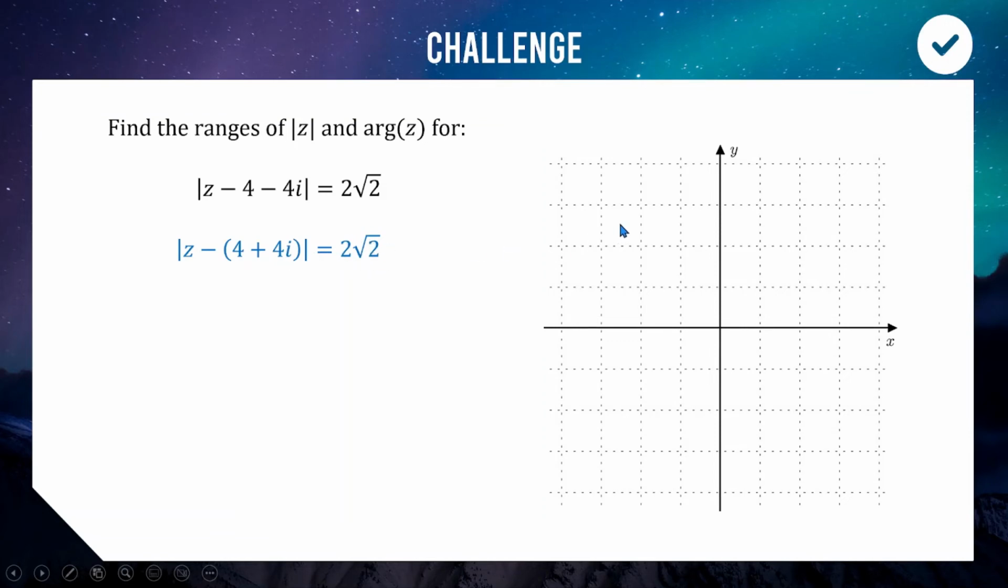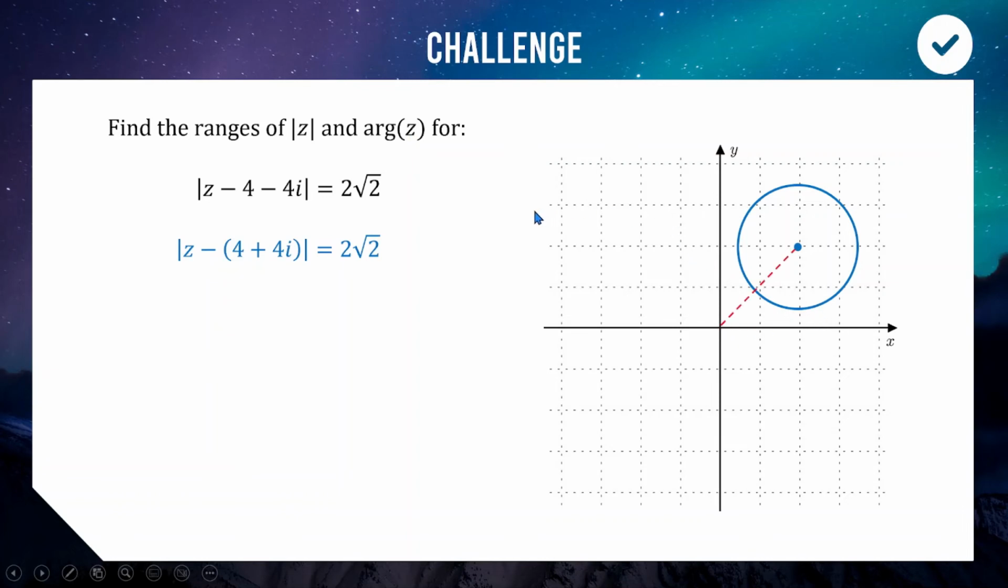So to fit this on here, I'm going to have to make every gap on this axis equal to 2 units instead of 1 unit. We have a circle with a radius of 2 root 2, which looks roughly like this, not to scale, don't sue me. And the center is at 4, 4. So again, these gaps are 2, so that's 4, and that's 4. Now, like before, we're trying to find the biggest and smallest distance from the center, and we're going to try and find the biggest and smallest angle from the positive real axis.